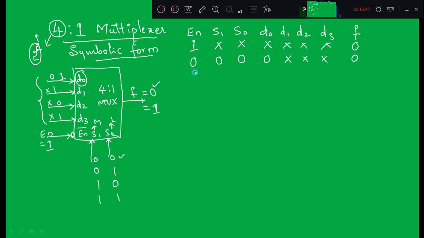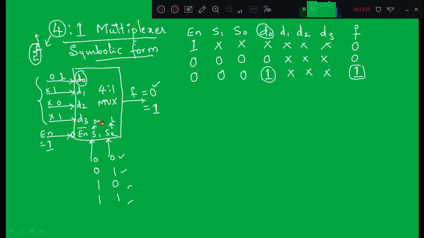Okay. Similarly, when I make enable equal to 0, and I keep S1 and S0 at 0 0, and I make D0 equal to 1, whatever may be the values on D1, D2, D3, F will become 1, right? Because S1 and S0 will select D0, and D0 data is 1. So this 1 will be given to the output. This is the function of a multiplexer. Finish it by taking different select line values for all the remaining cases.